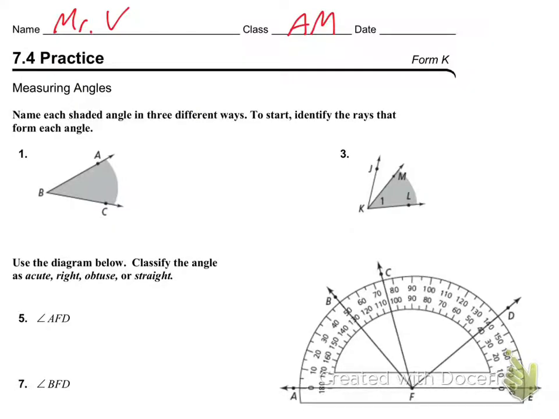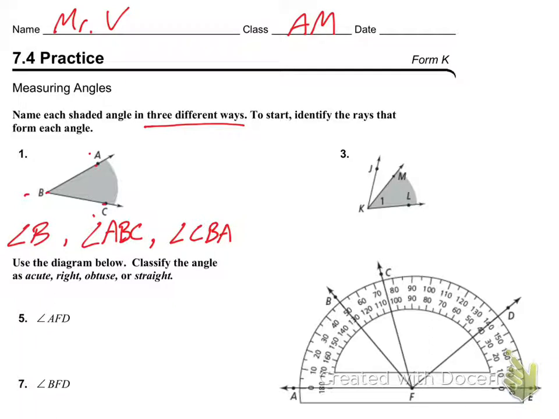All right, so for this first one here, it says name each shaded angle in 3 different ways. Okay, so I can know that the points here are A, B, and C. I can name it right away, angle B, so that's one way. Then I can use 3 points, which would be angle A, B, C, and that's just starting here. And then the third way is I can do the reverse of that. So I can do angle C, B, A.